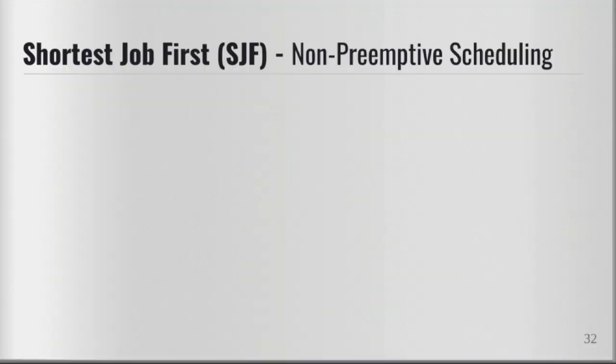Hello and welcome everyone. In this video, we are going to talk about the shortest job first scheduling algorithm. This is a non-preemptive scheduling algorithm, which means that if a process starts executing, it's not going to be interrupted by any other process. It will complete its execution.